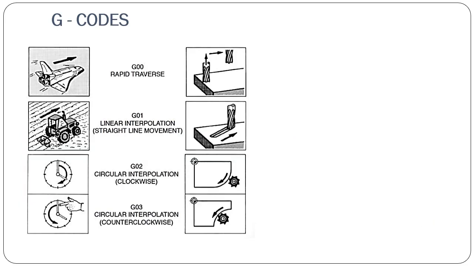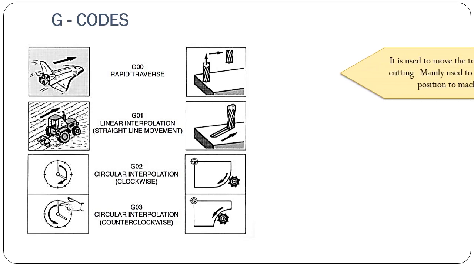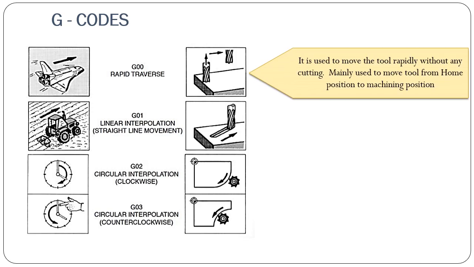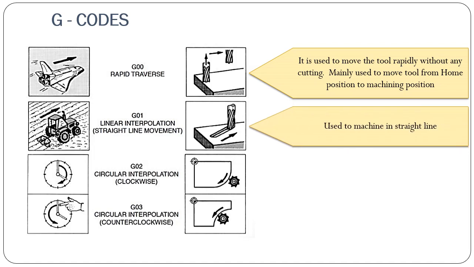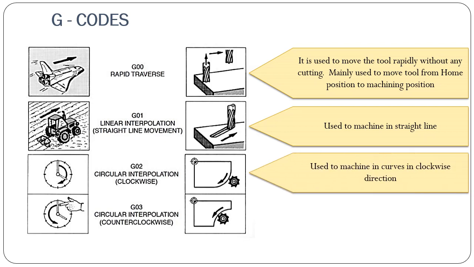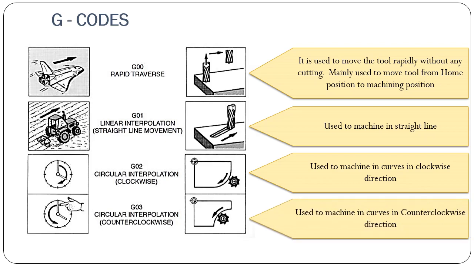Important G codes. G00. It means rapid movement of the tool. G01. It means machining in a straight line. G02. It means machining in a circular path in clockwise direction. G03. It means machining in a circular path in anti-clockwise direction.